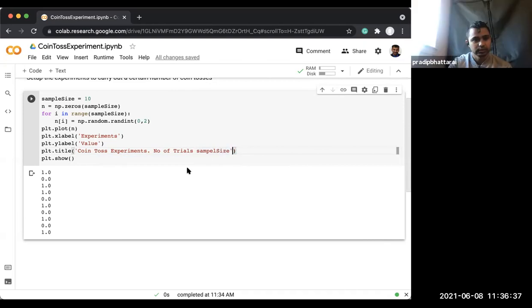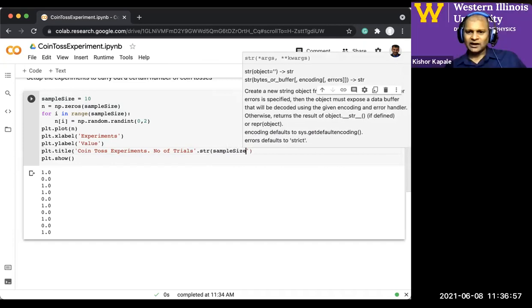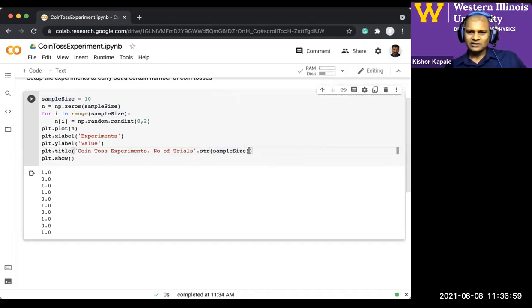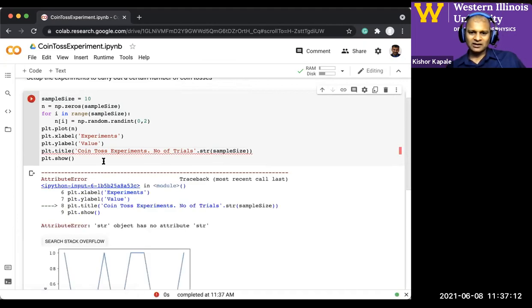Double, yes. Okay, I'm just using some little trickery here. Because the sample size is a numerical value, I'm converting that into a string and adding that into the plot title function. I hope that works. If it doesn't, it will give us some error. Okay, it didn't like it.